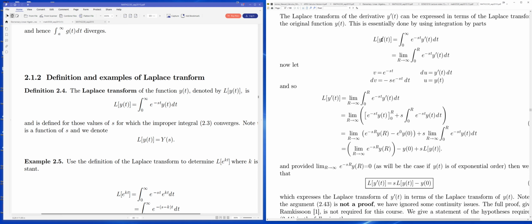Now, where this formula comes from is that you can use the definition of Laplace transform. So the Laplace of y prime of t is, by definition, you multiply y prime by e to the minus st and integrate from 0 to infinity. I'm just using the definition of the Laplace of y of t. This is an improper integral, so I replace the infinity by r and take the limit as r goes to infinity.